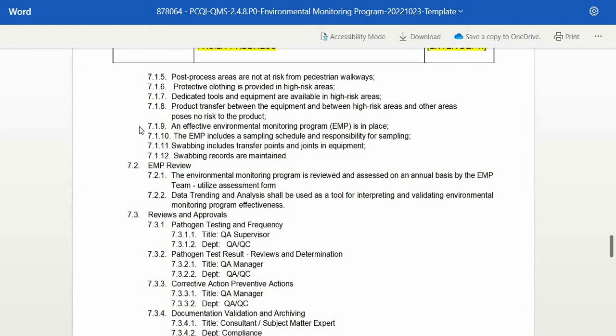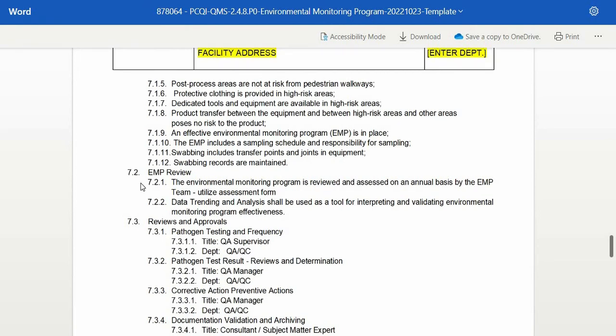An effective environmental monitoring program is in place. The EMP includes a sampling schedule and responsibility for sampling. Swabbing includes transfer points and joints in equipment, and swabbing records are maintained. Second is the EMP review. The environmental monitoring program is reviewed and assessed on an annual basis by the EMP team, utilizing the assessment form, and data trending and analysis shall be used as a tool for interpreting and validating environmental monitoring program effectiveness.